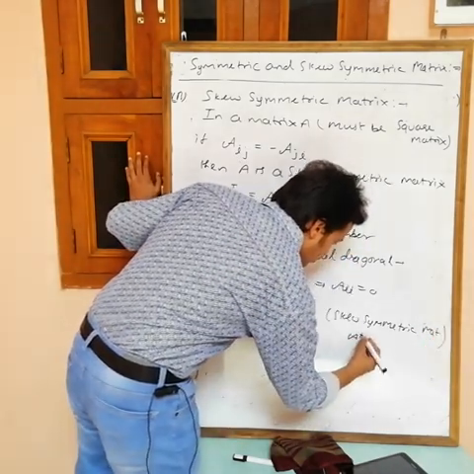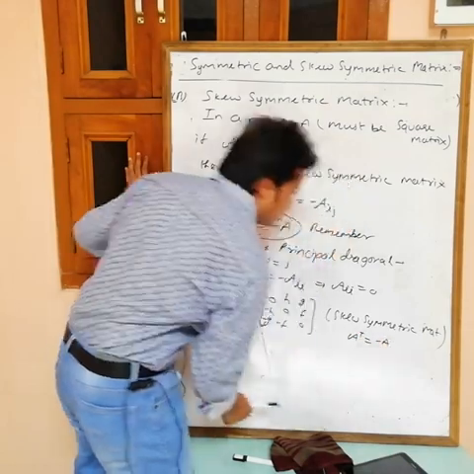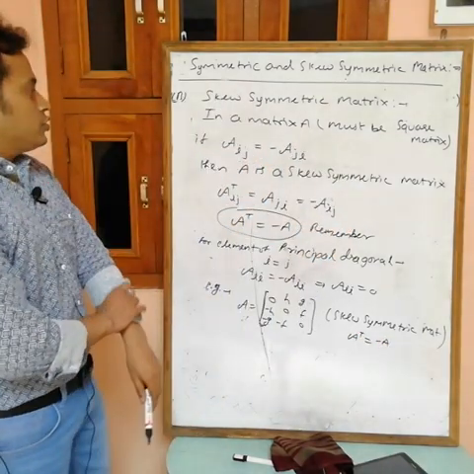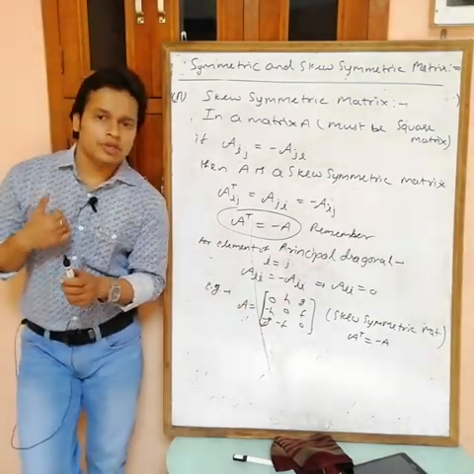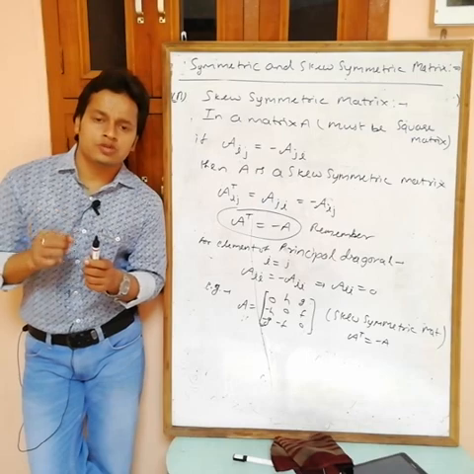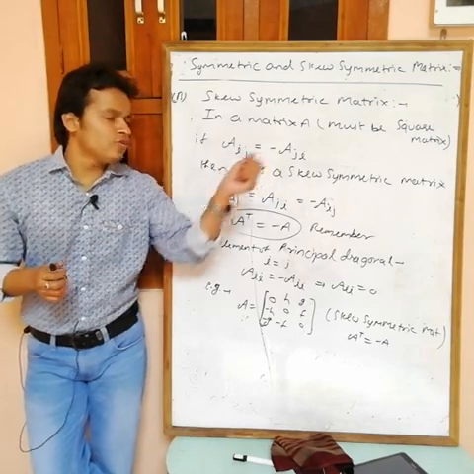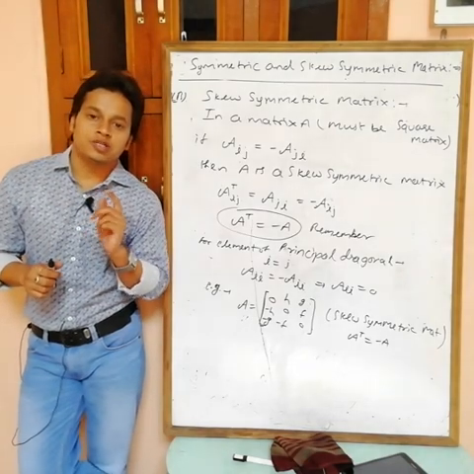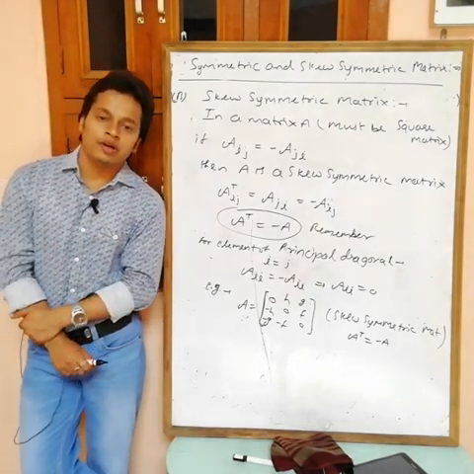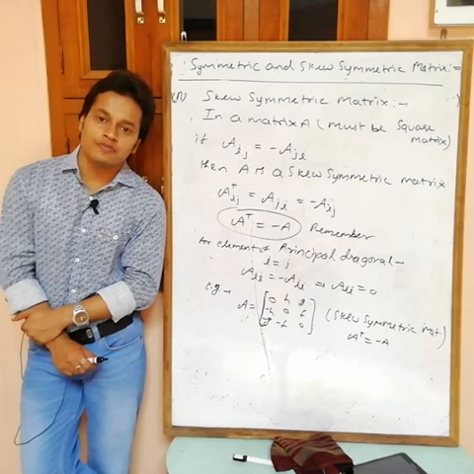Okay, for this one, A transpose is equal to minus A. So for a symmetric matrix, the ijth element is equal to the jith element, and for a skew symmetric matrix, the ijth element is equal to minus of the jith element. In a symmetric matrix, A transpose is equal to A. In a skew symmetric matrix, A transpose is equal to minus A.